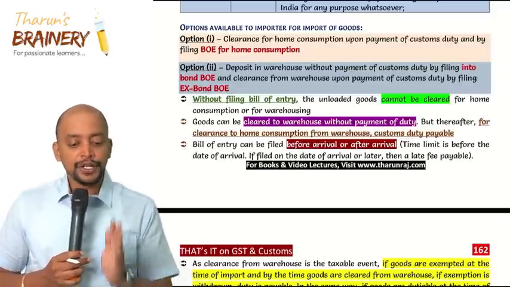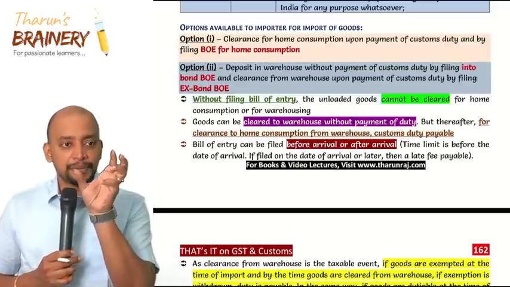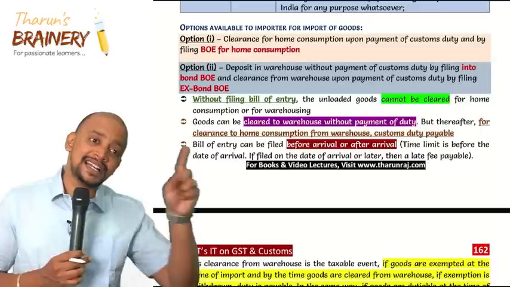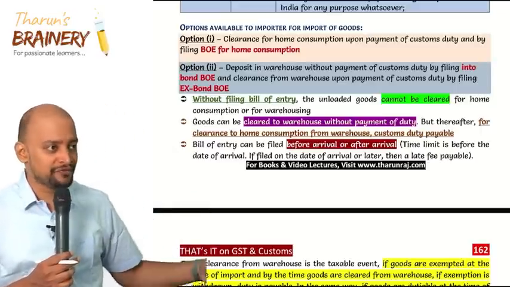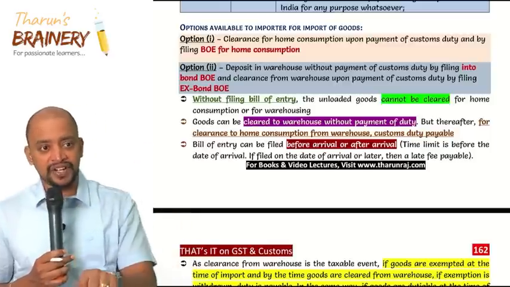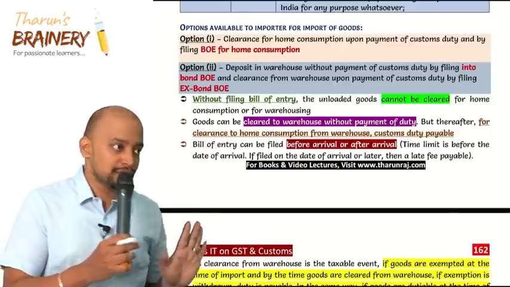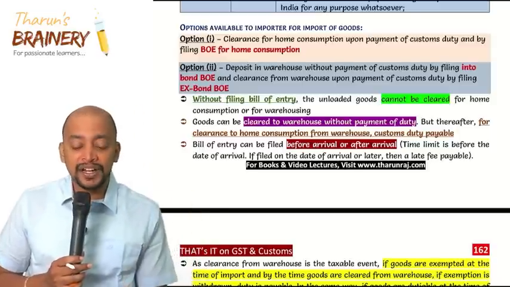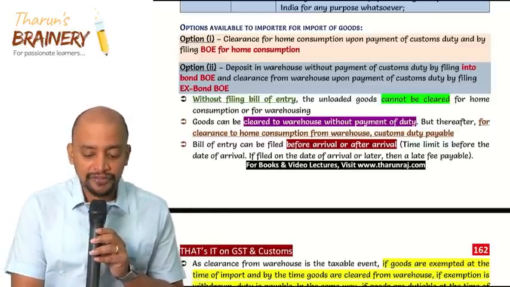For example, today the aircraft or ship has arrived. By yesterday night, the bill of entry should have been filed. If the bill of entry is filed today, on the day of arrival, even then there is a late fee. You understood? So bill of entry needs to be filed before the date of arrival.